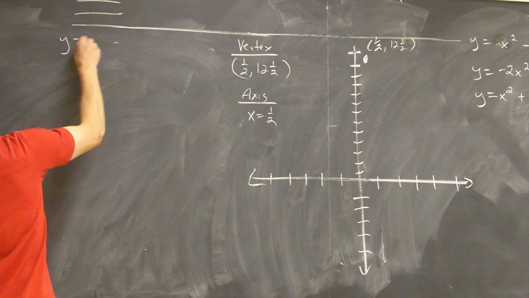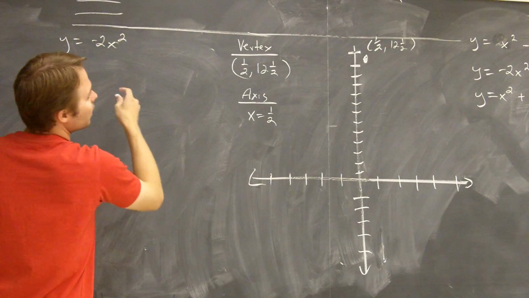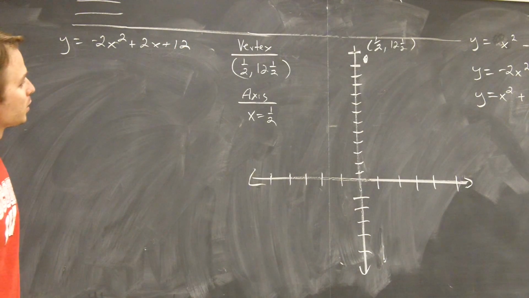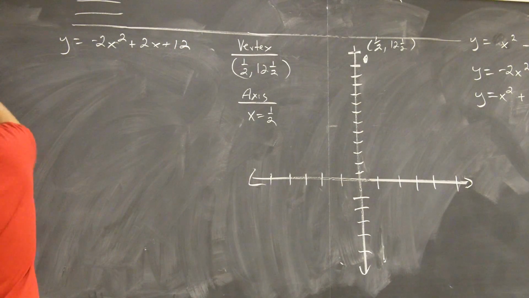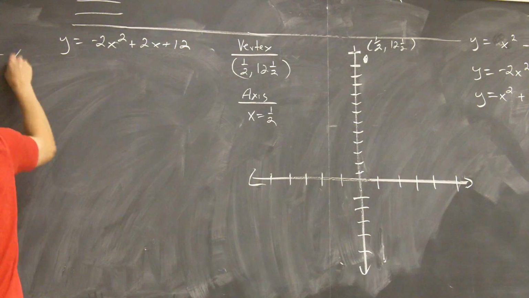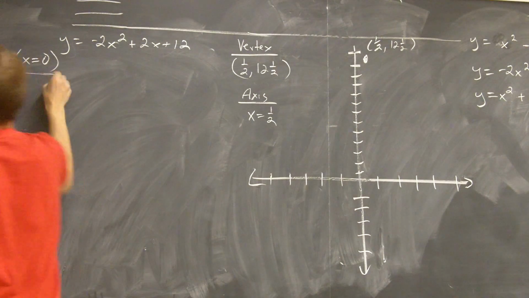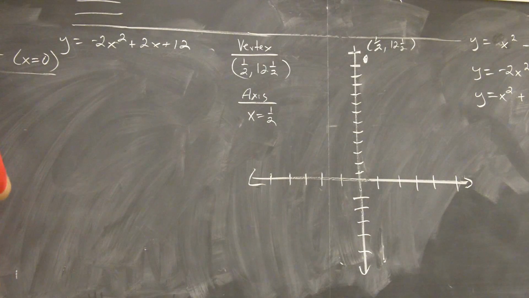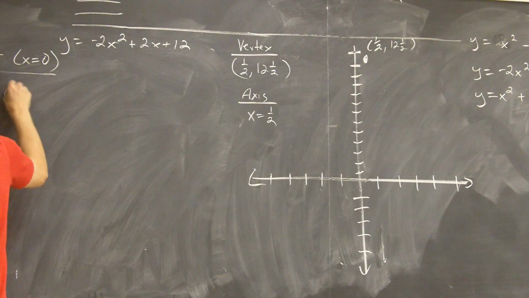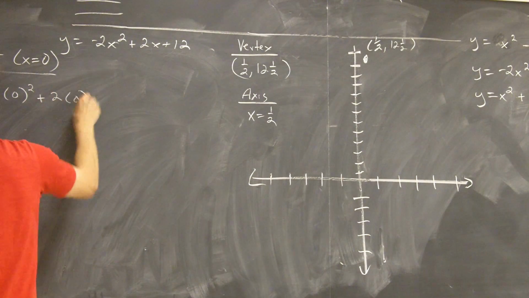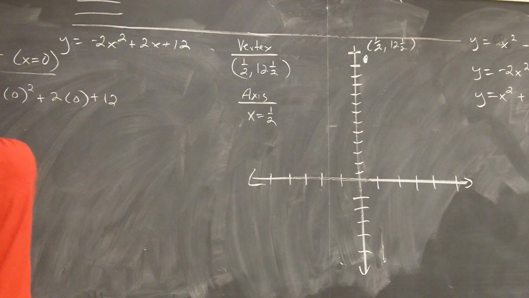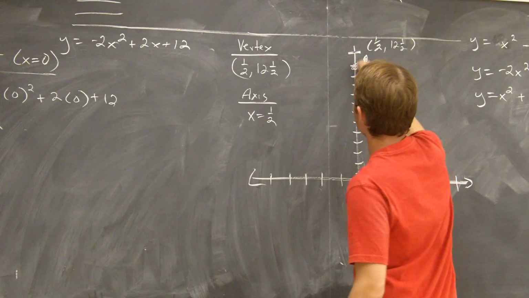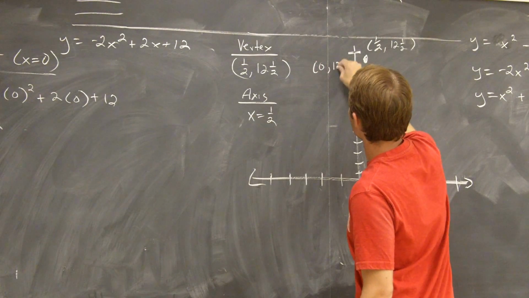Let's put this equation back up here just so we remember. Plus 2x plus 12. So now finding the intercepts, we know there's definitely a y-intercept because there's always a y-intercept. Okay, so this will be whenever x is equal to 0. So this will be y equals negative 2 times 0 squared plus 2 times 0 plus 12. So this will happen at y equals 12, or specifically at the point 0, 12.